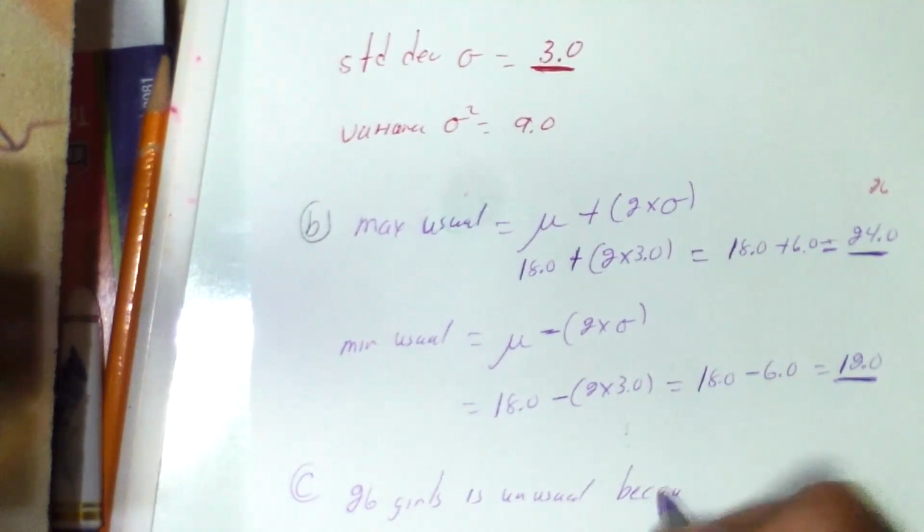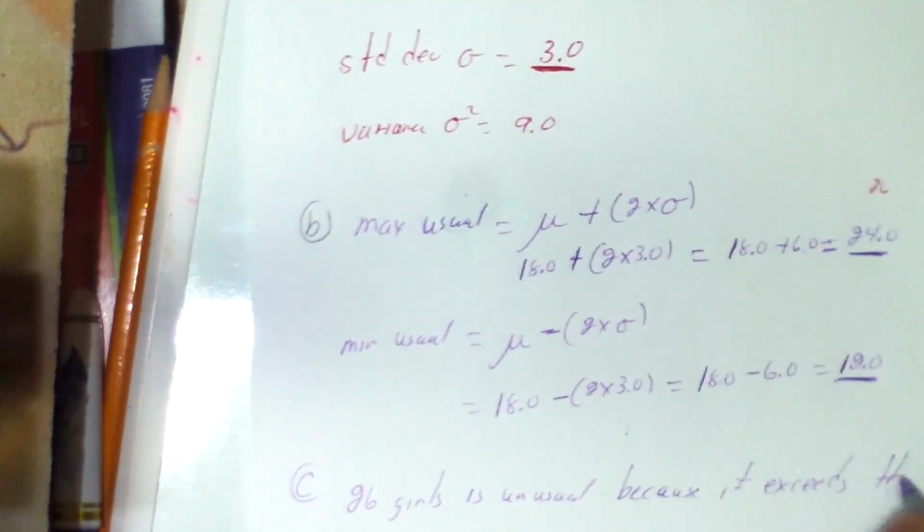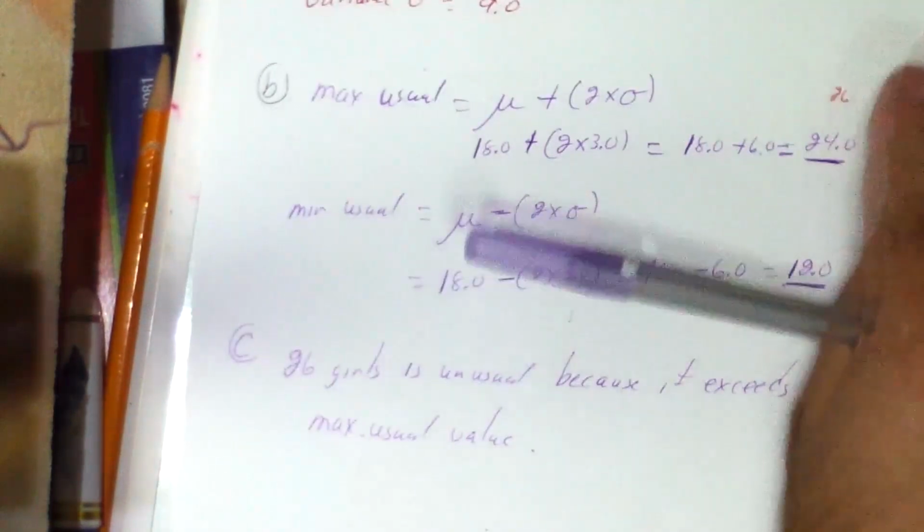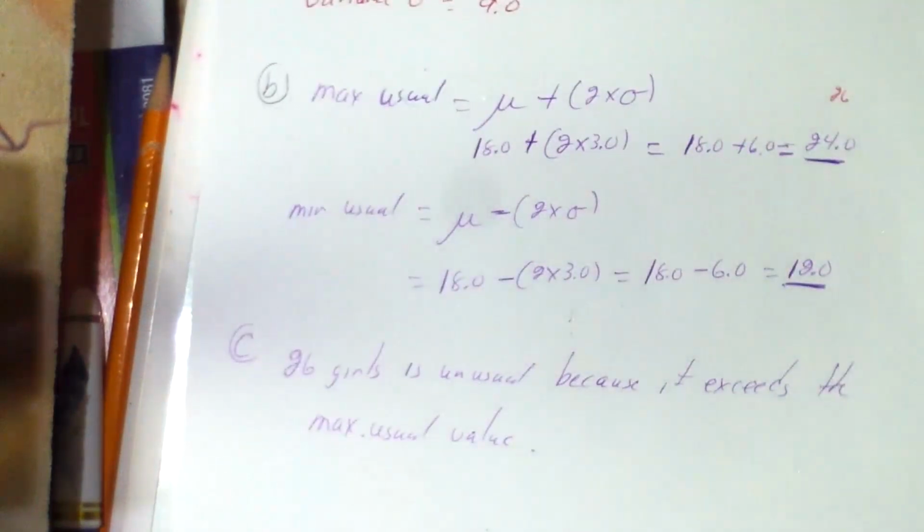Because it exceeds the max usual value. Yeah, it was way above there. There you go. And I think 31 should be similar.